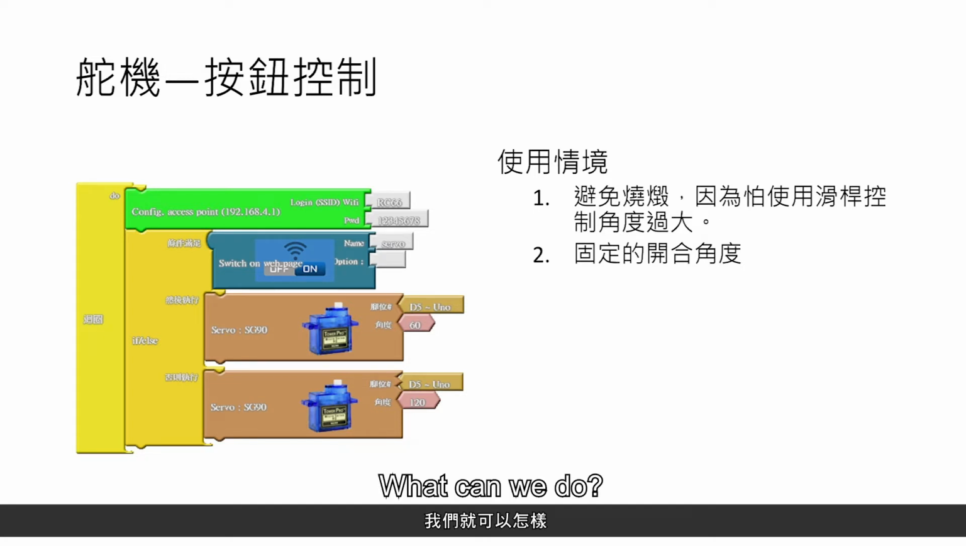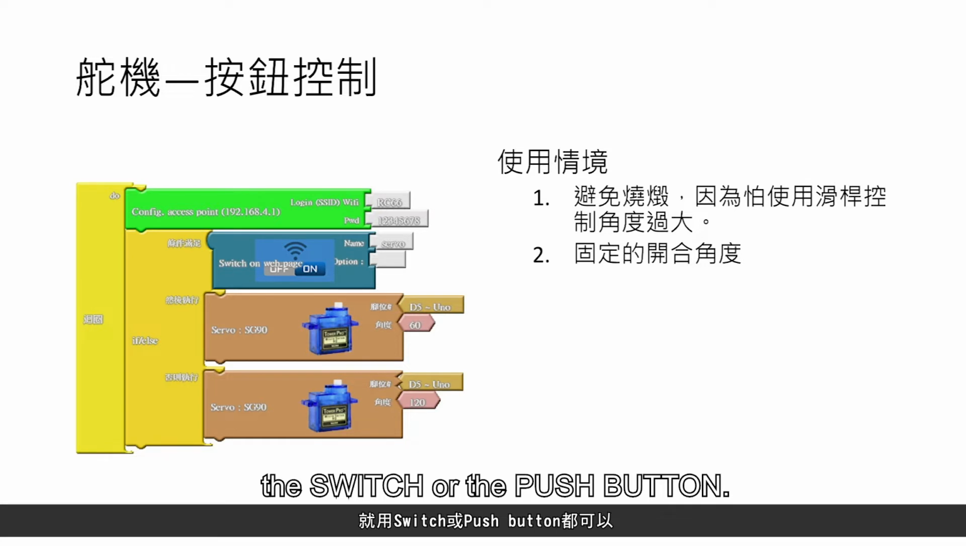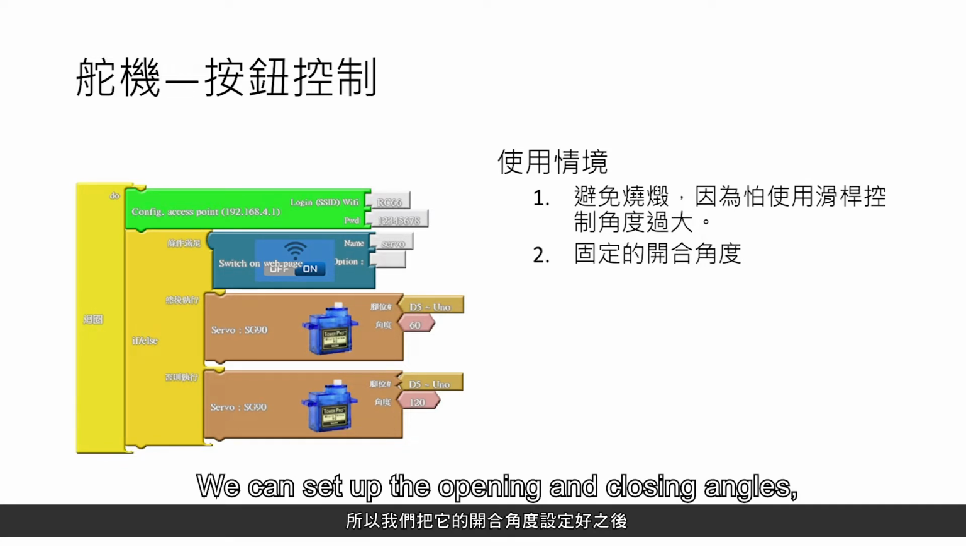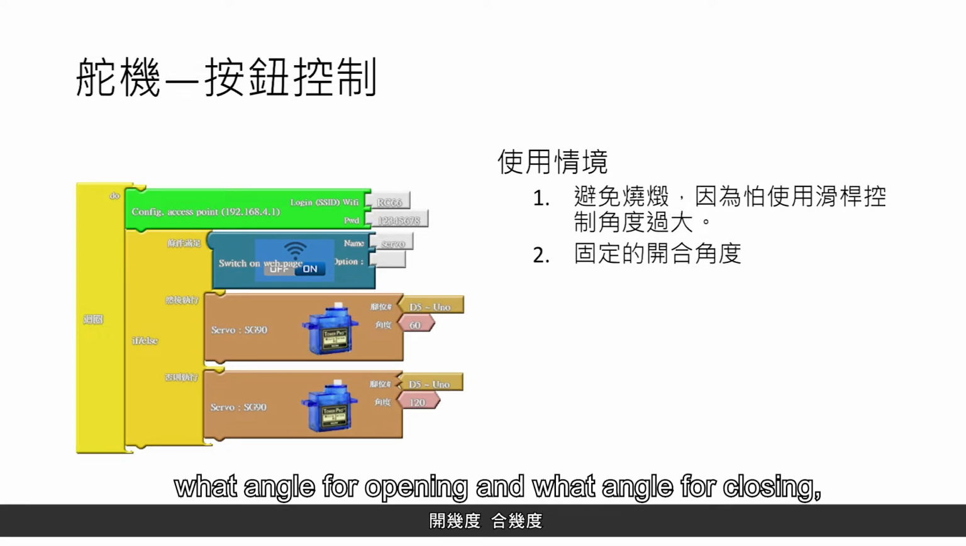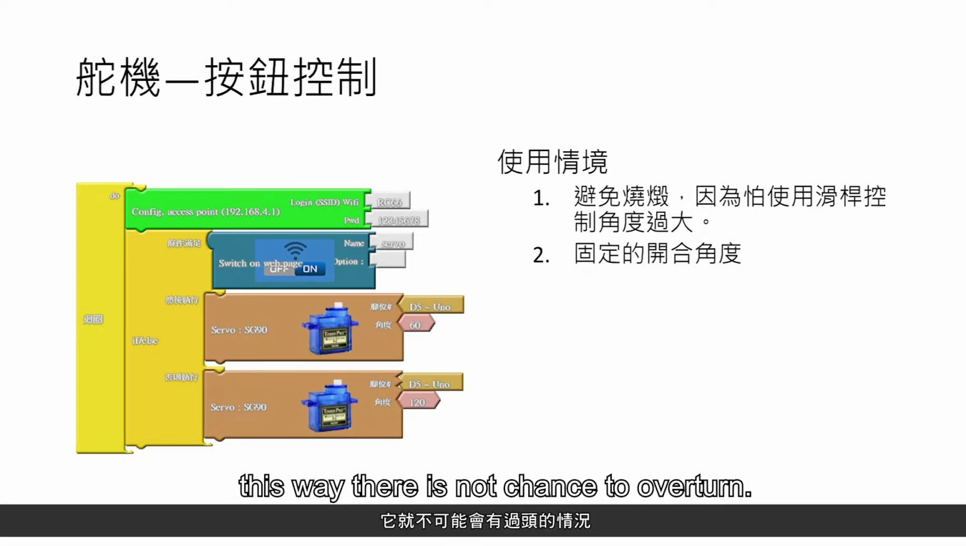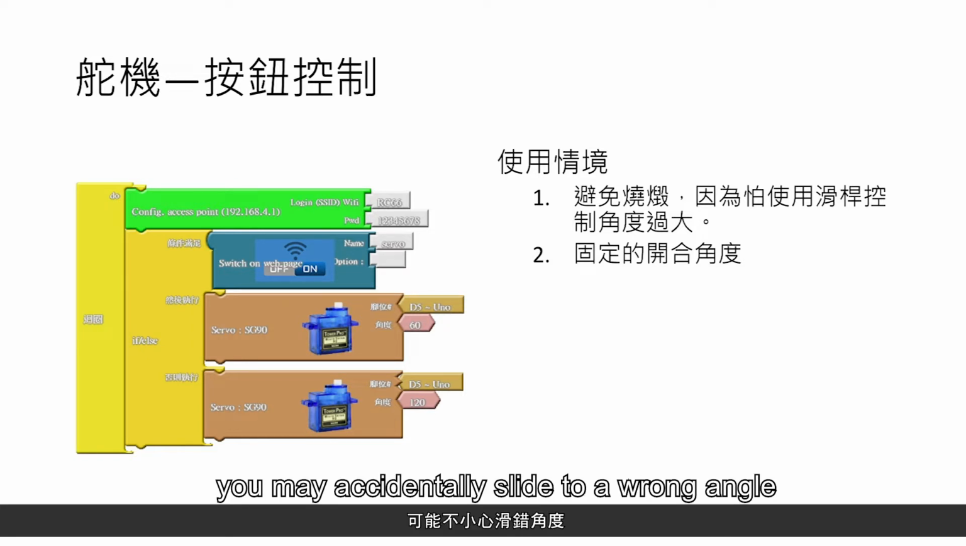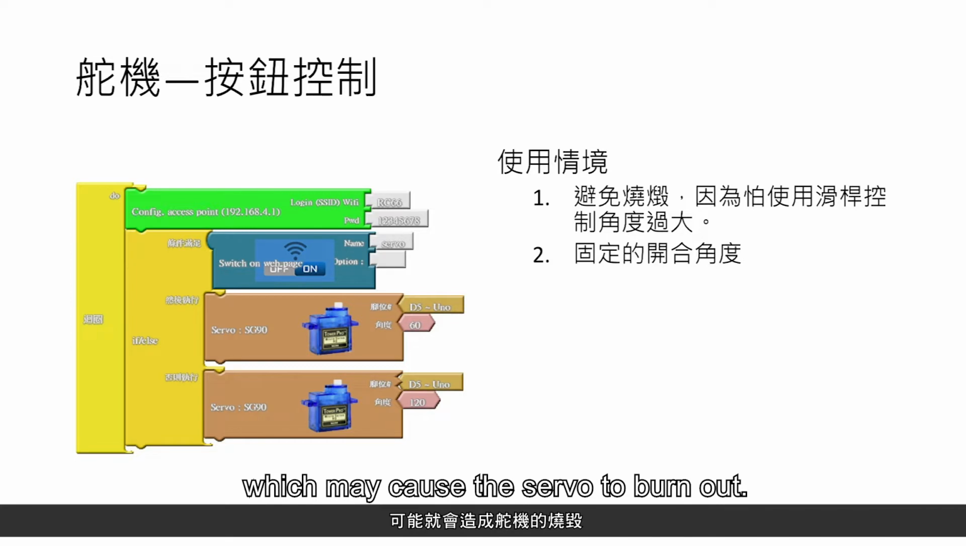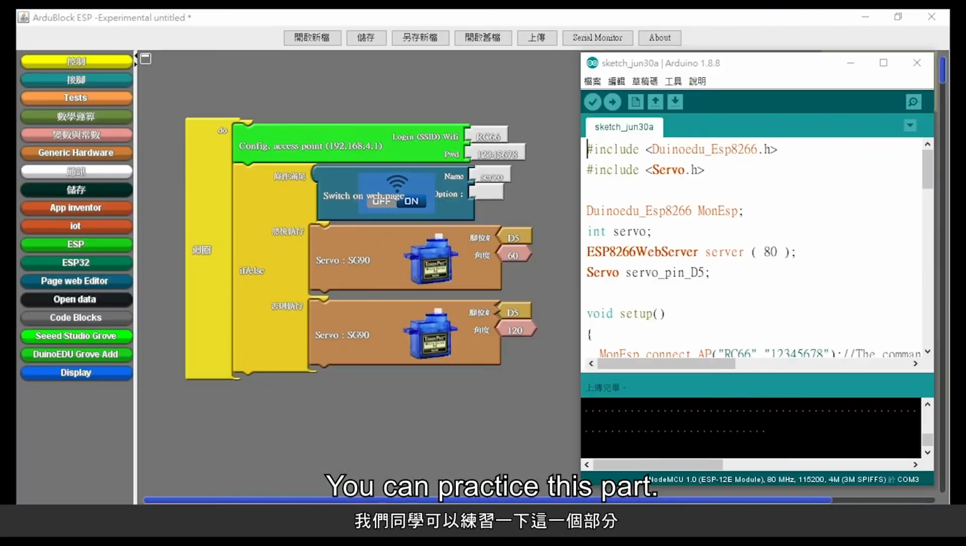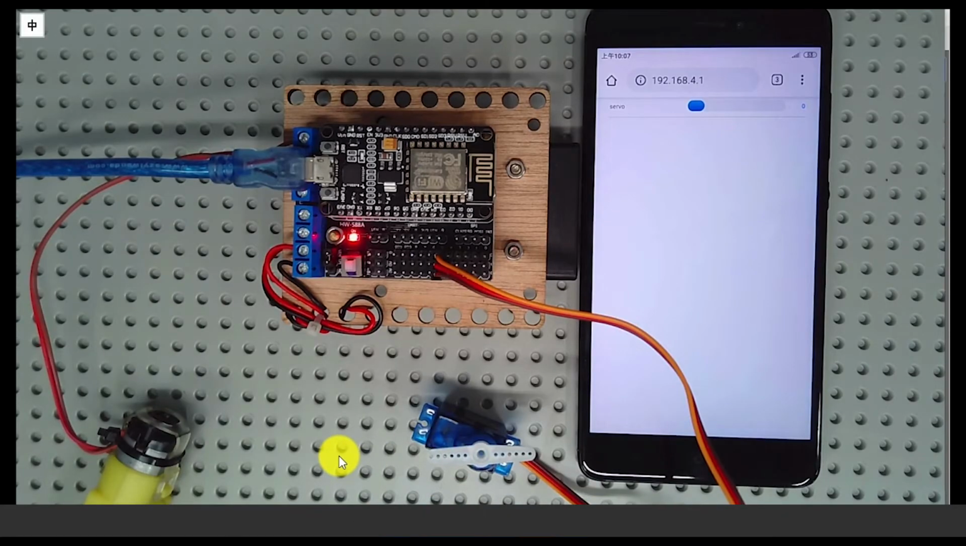What can we do? We can use the switch or the push button. We can set up the opening and closing angles. What angle for opening and what angle for closing. This way there is no chance to overturn. This method of operation is commonly used in gripper and lifting mechanism applications. With the slider, you may accidentally slide to a wrong angle, which may cause the servo to burn out. You can practice this part.